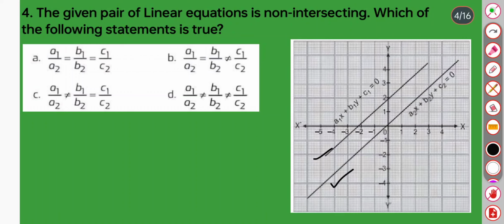Whenever you obtain parallel lines, in that case you will obtain no solution. So no solution is given by what condition?